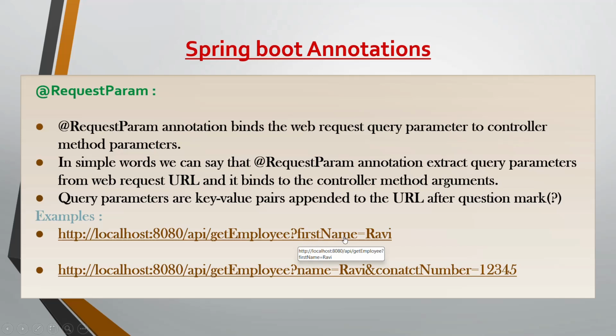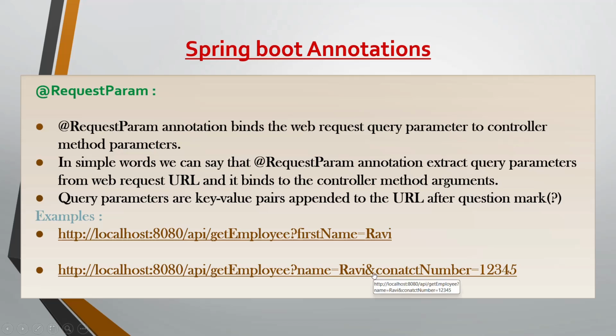Here firstName is the first query parameter. We can see the second example, http://localhost:8080 is the host, /api/getEmployee is the path, and after the question mark, we can see there are two query parameters present in this REST API endpoint. The first query parameter is name and the second query parameter is contactNumber. These two query parameters are separated by using the AND operator.